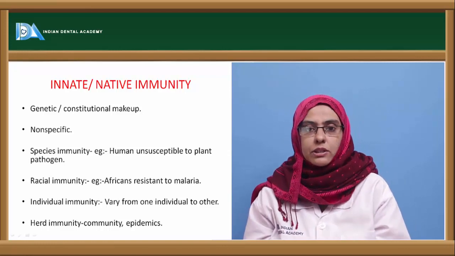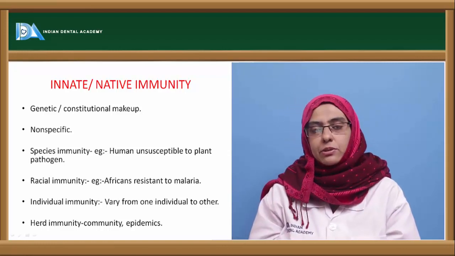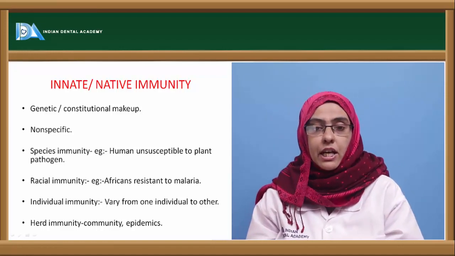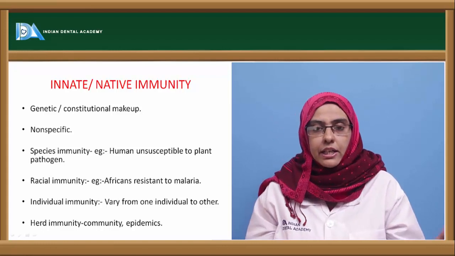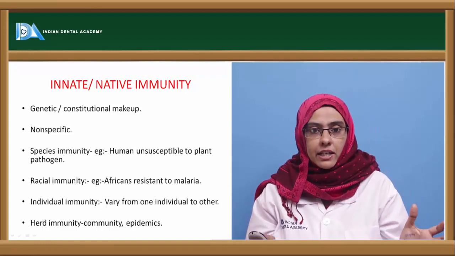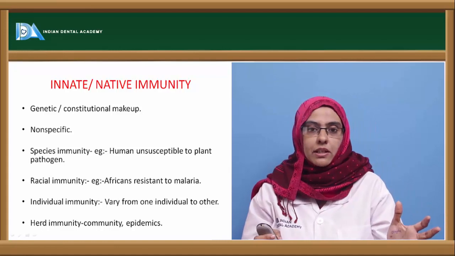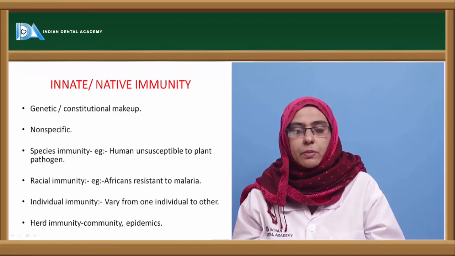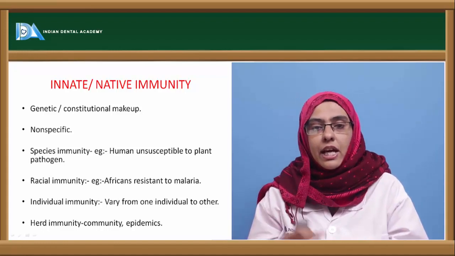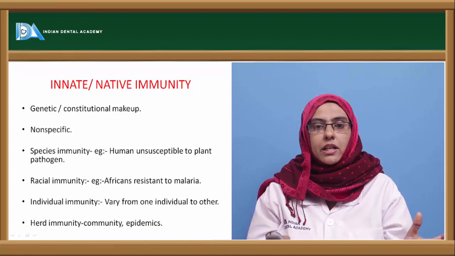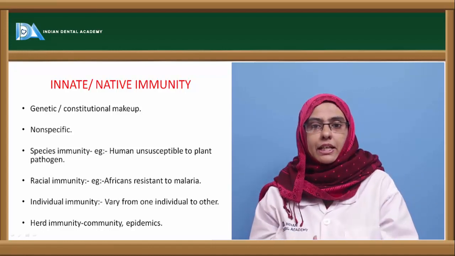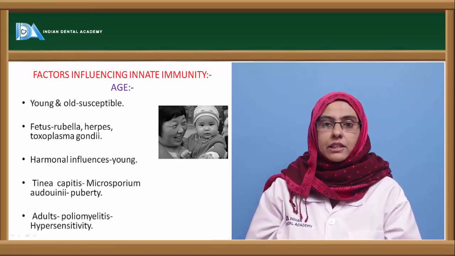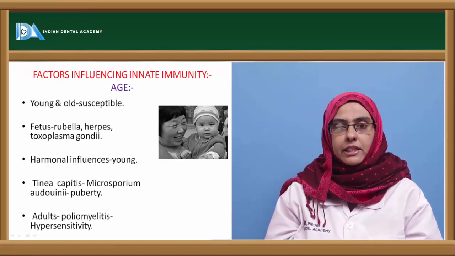So innate immunity is non-specific and can be classified as species immunity, racial immunity and individual immunity. Apart from that, we also have herd immunity. Herd immunity means in a particular area, if a group of persons are resistant towards a particular organism, then it cannot lead to an epidemic. If the group of persons in a herd are susceptible to a particular infection, then it can lead to an epidemic. So depending upon whether the herd is resistant or susceptible, it can lead to epidemic, endemic or pandemic diseases.